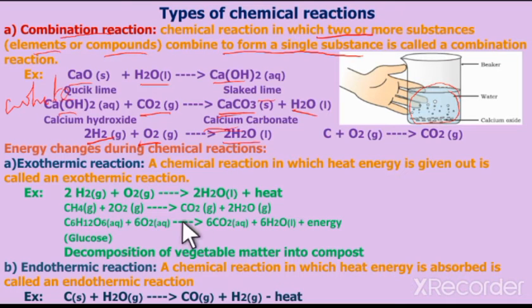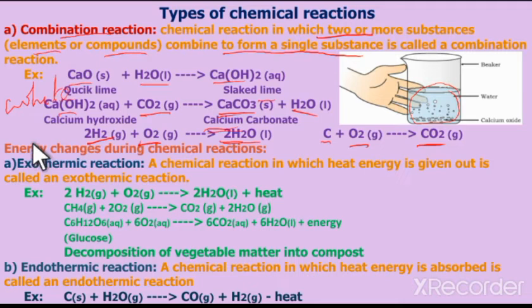Another example of chemical combination reactions: when hydrogen gas is treated with oxygen gas, it forms the water molecule. Here two chemical constituents react to give a single product. Another example: when carbon reacts with oxygen gas, it forms carbon dioxide gas. Similarly, paper burning in the presence of oxygen forms carbon dioxide gas. That is another example of chemical combination reactions.